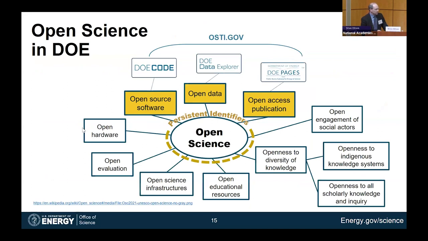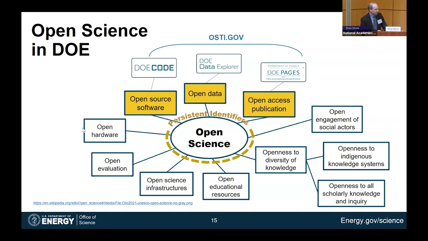Now, I want to transition from the policy piece of this to the conceptual piece of open science. I've borrowed this from Wikipedia, where you see the different components of open science here. And I've taken the liberty of adding the yellow boxes. That's where DOE is really playing a big game, and some of the discovery tools there. So we're really focusing on getting those publications more openly accessible. Open data, software was mentioned. We're doing a whole lot in getting our software accessible. We have discovery tools, DOE Code, Data Explorer, DOE Pages, for getting those different kinds of outputs more accessible to the public. And then the umbrella search tool of OSTI.gov.